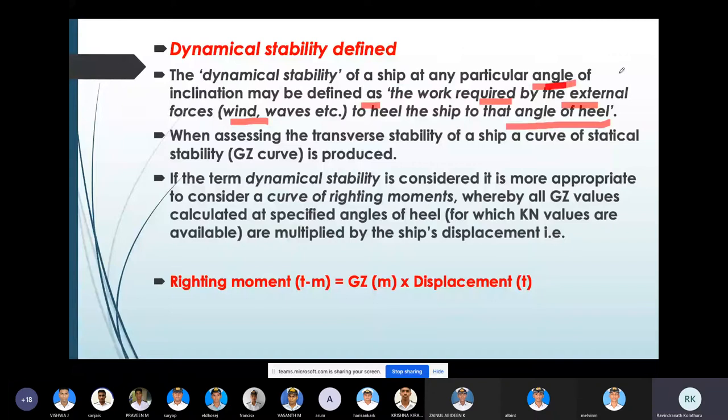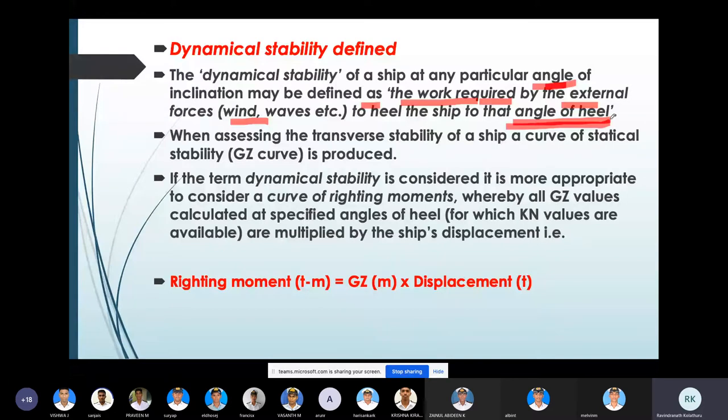In the definition itself, I told you the ability of the vessel to come back to its upright position is statical, whereas in dynamical stability, it is the work required by external forces to heel the ship to any angle of heel. Supposing I'm pushing a vessel to heel it, the amount of work I require to heel the vessel to a particular angle, instead of me pushing, is done by external forces such as winds and waves. So here we will be calculating how much work is required, but there it is something like the ability to come back to its upright position.